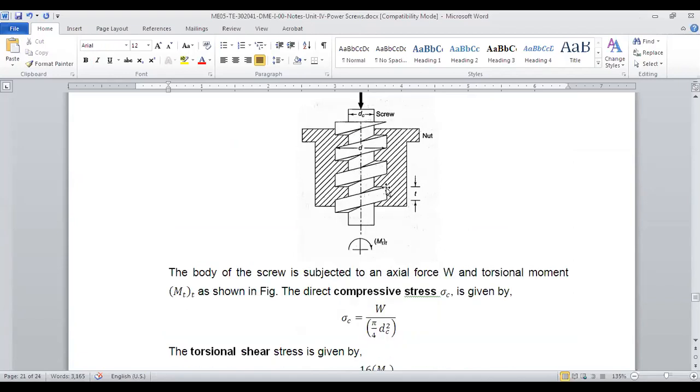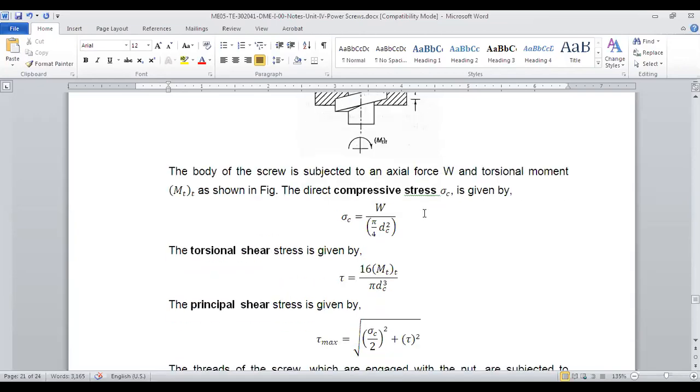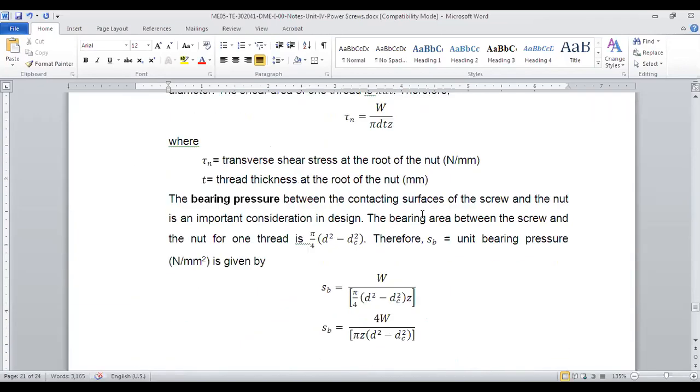Second, the screw will fail in shear at the root DC, and the nut will fail in shear at the root D. The screw will also have a bearing load, that is W upon the area of one screw thread, taking that as pi by 4 into D square minus DC square, multiplied by the number of threads. So these are the different stresses.